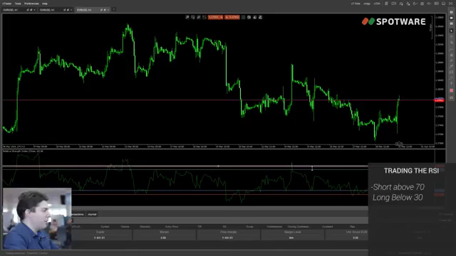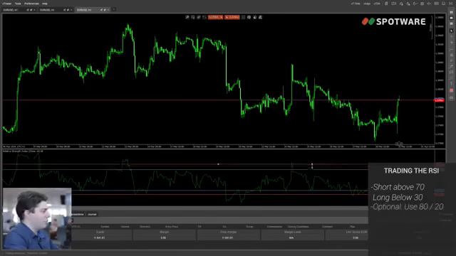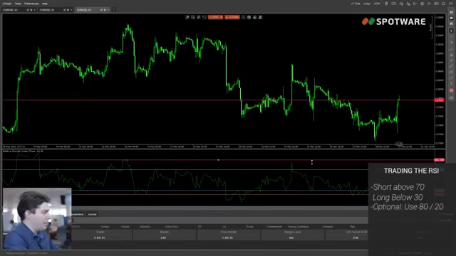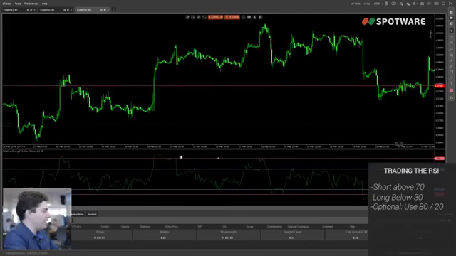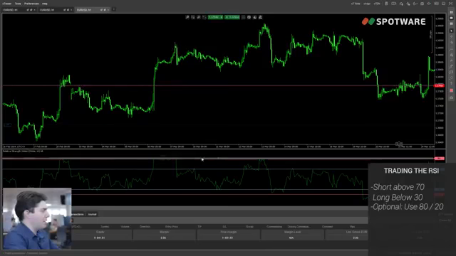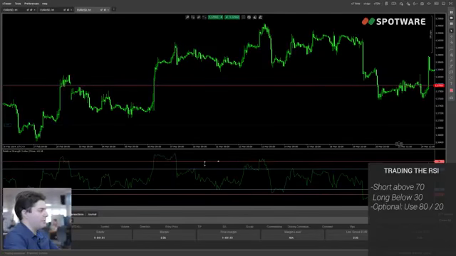You can, if you want, use your own levels. You can use 80 and 20. So, for example, use 80 here to get an even better price. But this is up to you. On ranges, you will get your level 80, on trends, I don't think so.